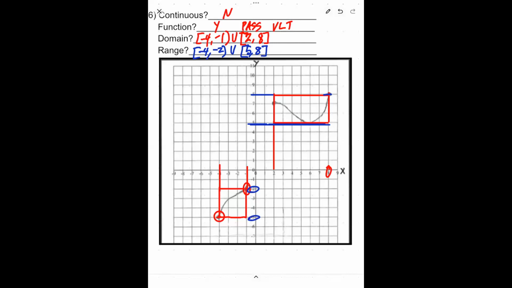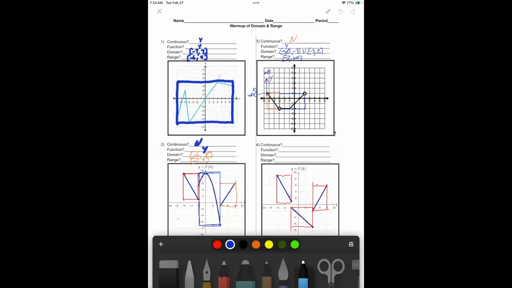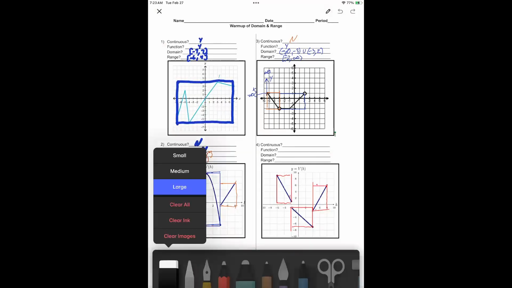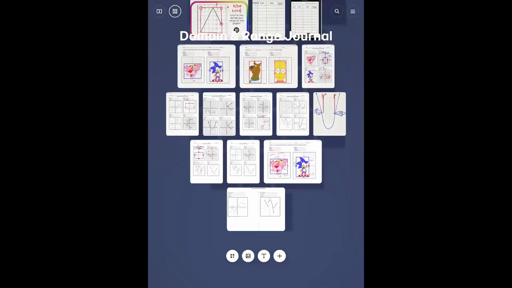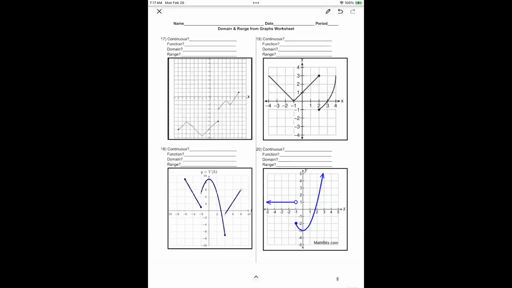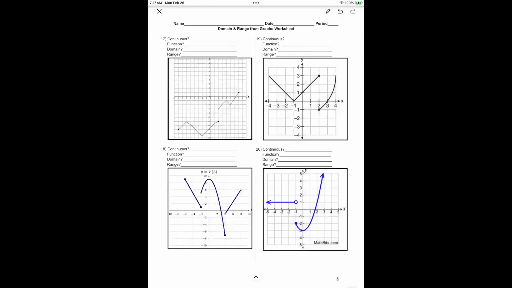All right, let's see. What else do I want to do? Let's see. Yeah, I'm going to try one in here. Nope, not from here. Let's see. Yeah. I'm going to do number 20, and then I'm just going to call it a day.